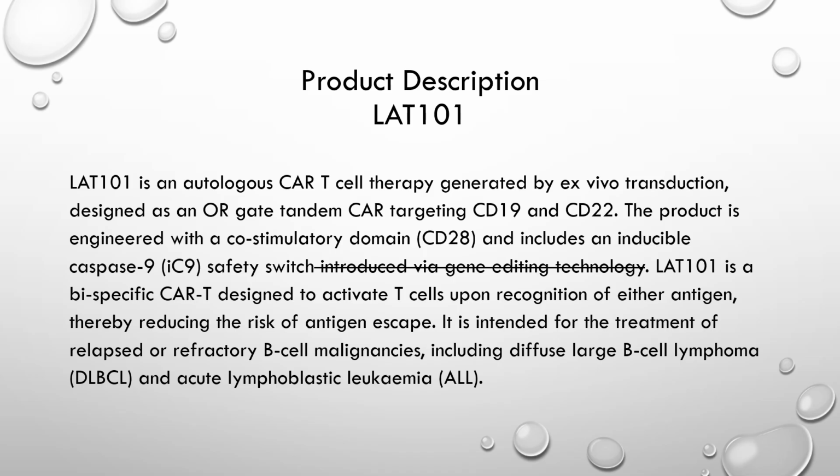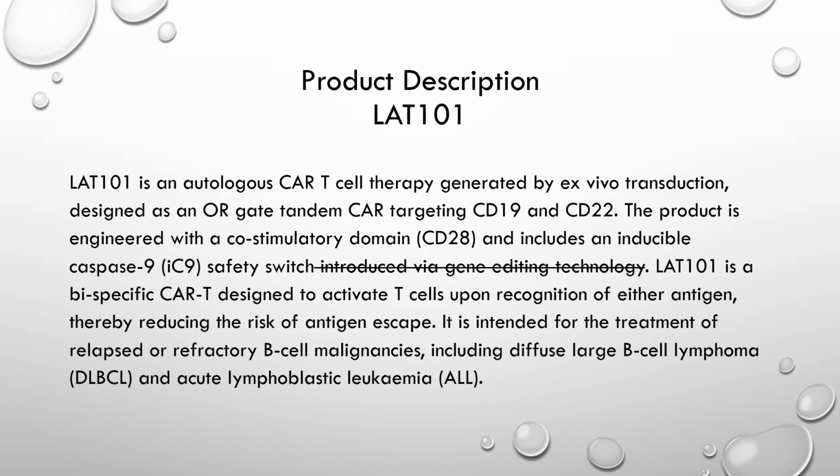LAT101 is a bispecific CAR T designed to activate the T cell upon recognition of either antigen, thereby reducing the risk of antigen escape. It's very highly unlikely, very rare, to have underexpression of both CD19 and CD22. You either get one or the other. So this is to ensure that all of the B cells have been targeted and killed, and to reduce the risk of evasion, where the cancer cells evade the CAR T cells.